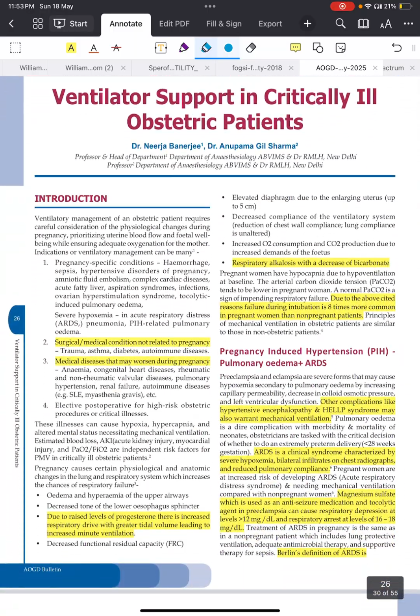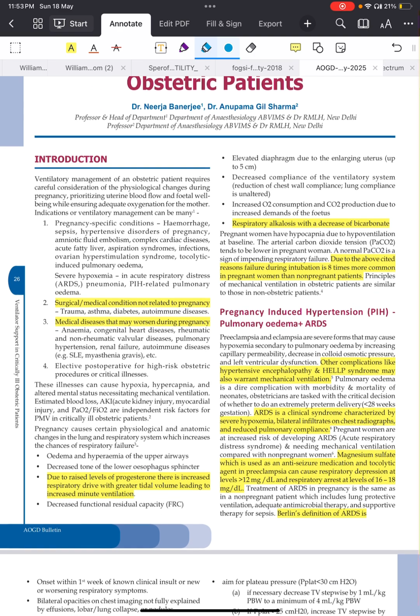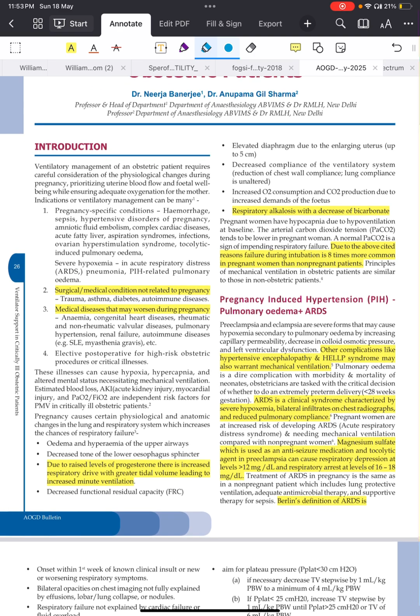Next up is ventilator supporting critically ill patient. There is nothing new in this. If the person cannot breathe or is not maintaining the oxygen saturation levels properly, then we'll do ventilation. There are different conditions where we can expect ventilation. One is pregnancy-induced hypertension with pulmonary edema and ARDS. In pregnancy-induced hypertension, there are complications like encephalopathy and HELLP syndrome, where they require ventilation.